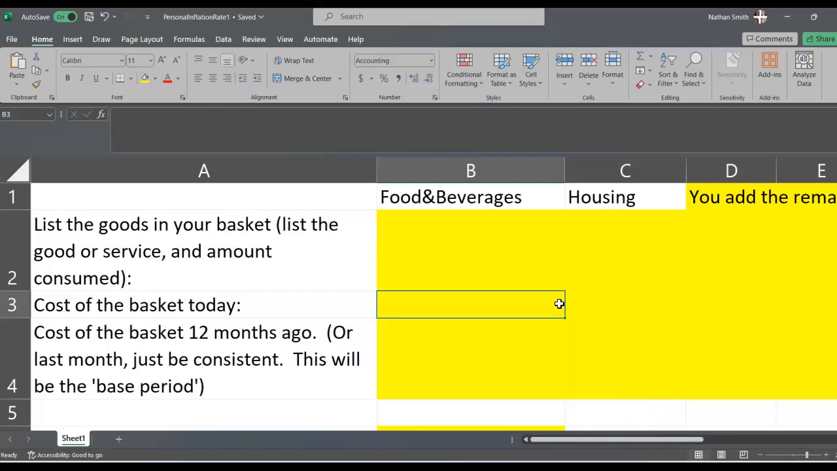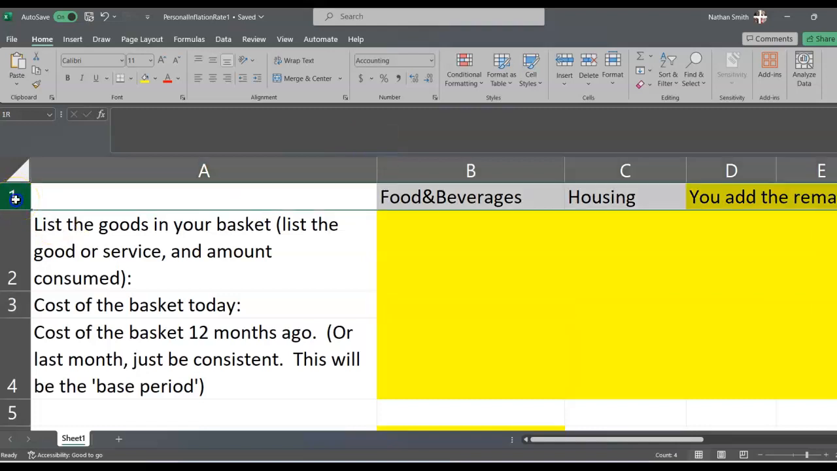Hello everyone, this is Professor Smith, and I'm going to go over how to complete the personal inflation rate template. So the first thing I want to do is look at the first row.